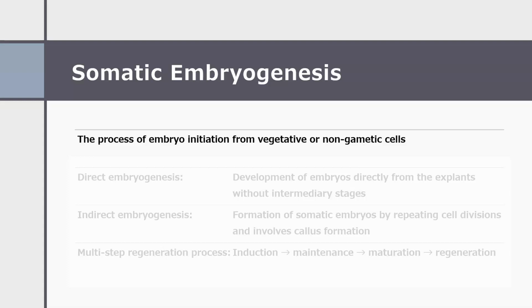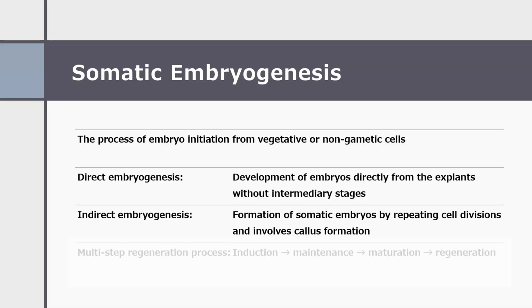The induction step involves the reactivation of cells to differentiate and develop embryos, and it is achieved by two methods: direct embryogenesis and indirect embryogenesis. Direct embryogenesis involves the development of embryos directly from the cells of explants without any intermediary stages, such as callus formation, whereas indirect embryogenesis involves the formation of somatic embryos by repeating several cycles of cell divisions and involves an intermediate step of callus formation.